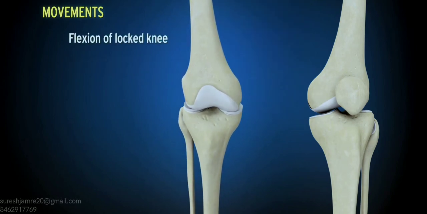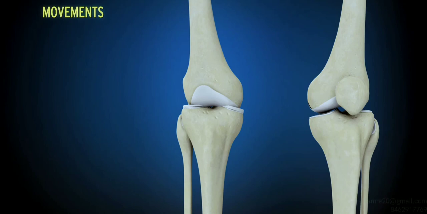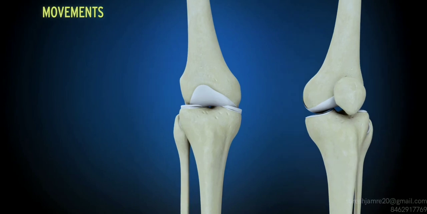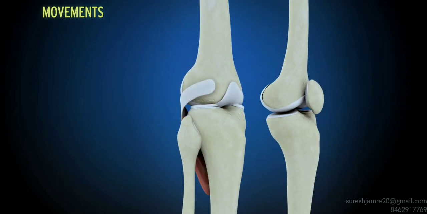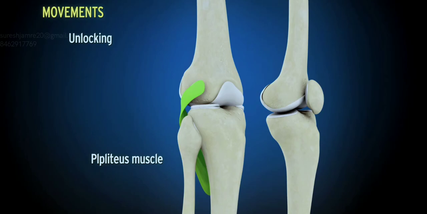Flexion of locked knee begins only after it is unlocked by the reverse movement, that is, lateral rotation of femur on tibia. Unlocking is produced by contraction of popliteus muscle.